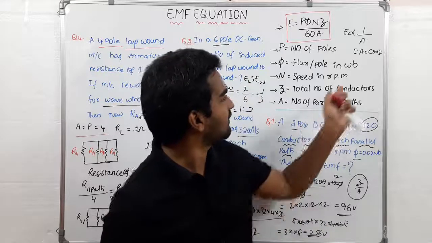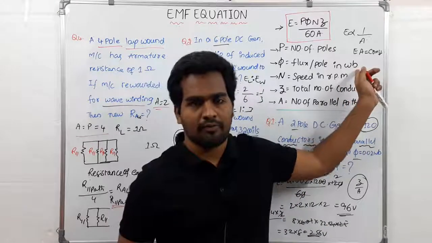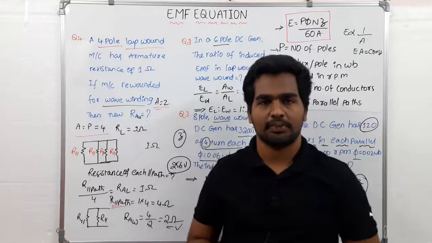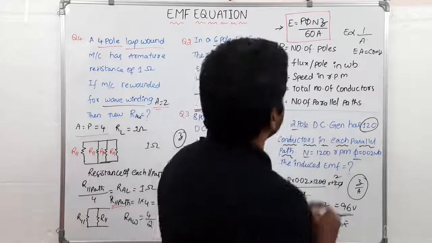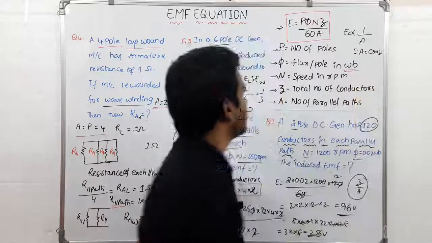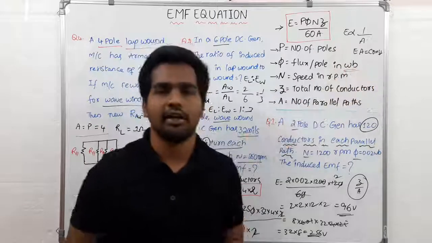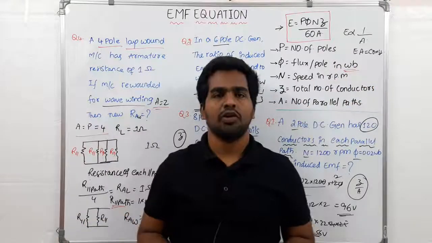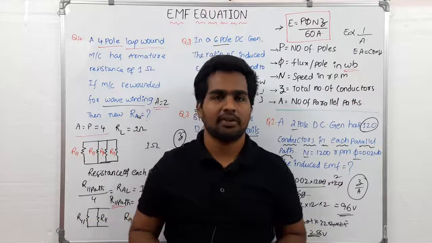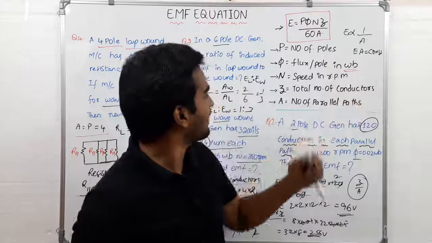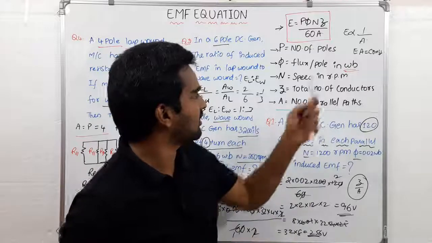I have given the unit of flux as Weber per meter square in the previous video. So please make a correction. Flux per pole will be in Webers. The unit of flux density is Weber per meter square. I hope you understand that, and please make a correction in that.